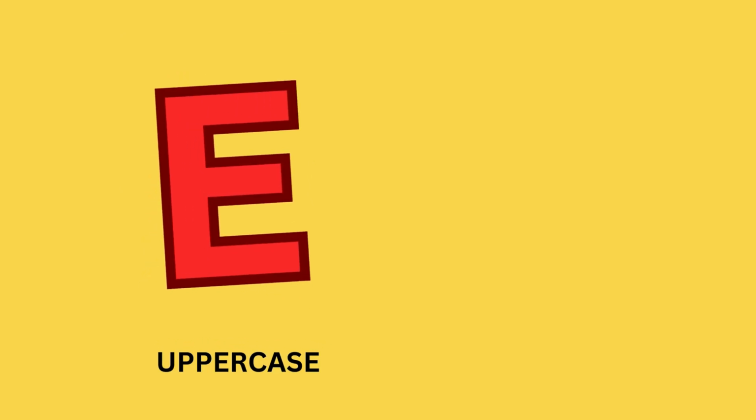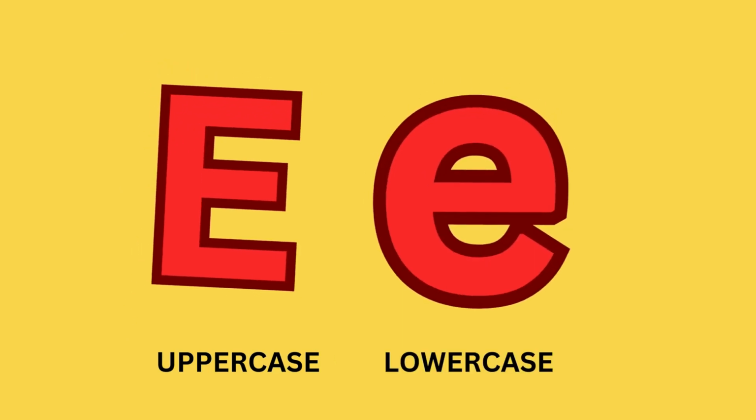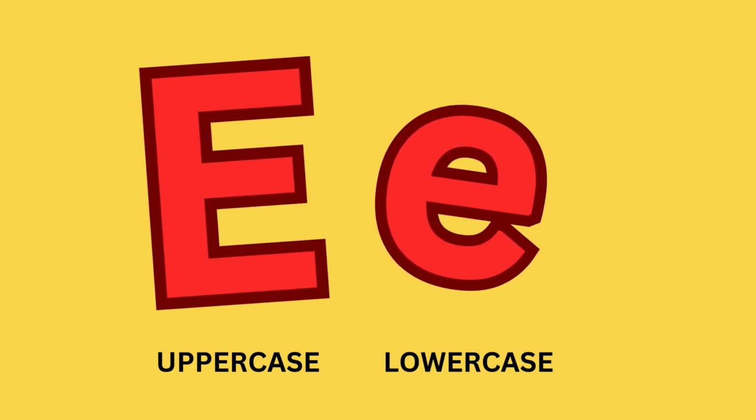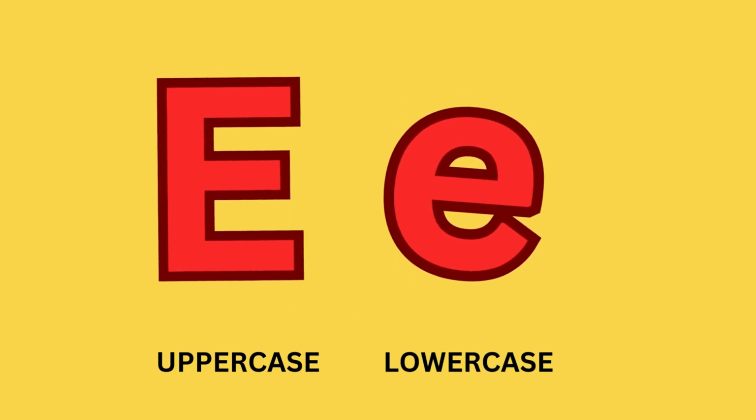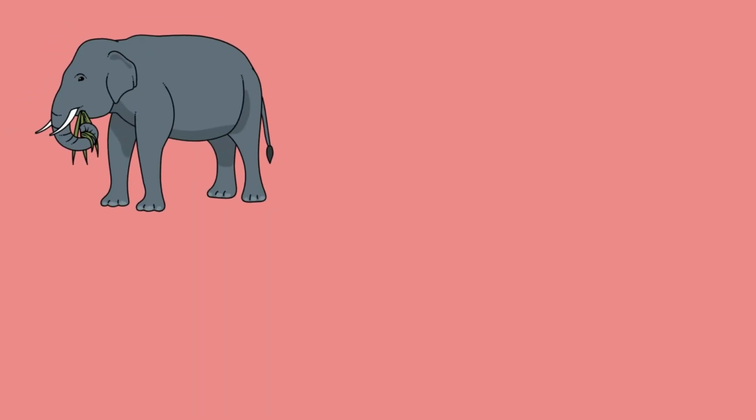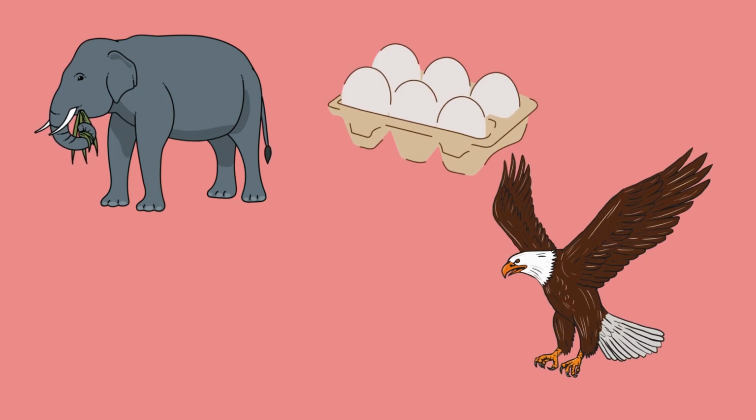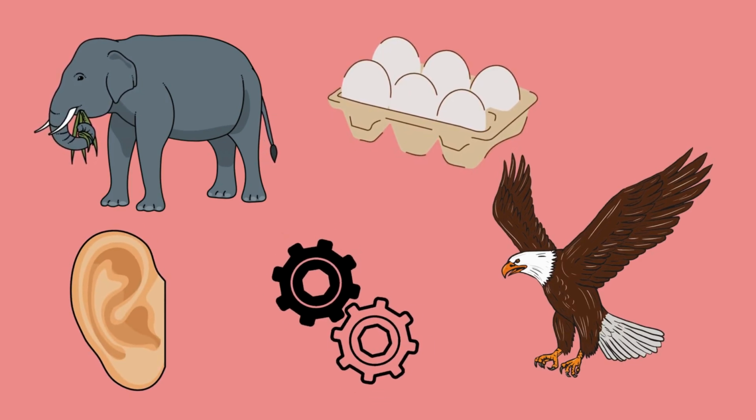This is uppercase E, this is lowercase e. E for elephant, E for egg, E for eagle, E for ear, E for engine.